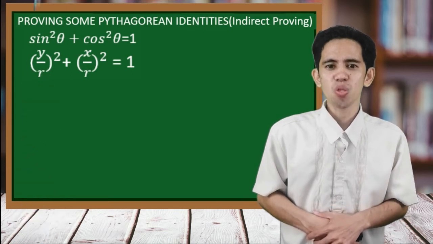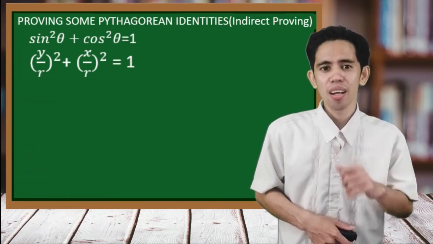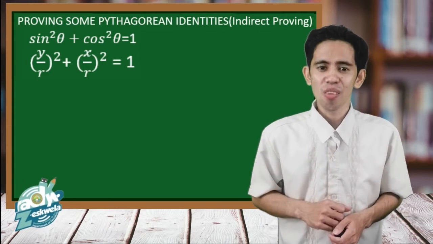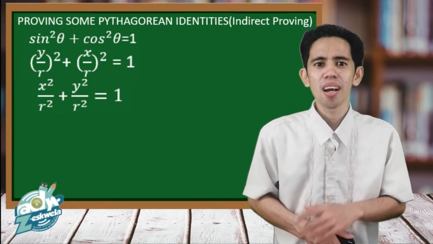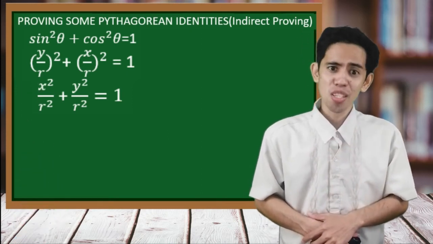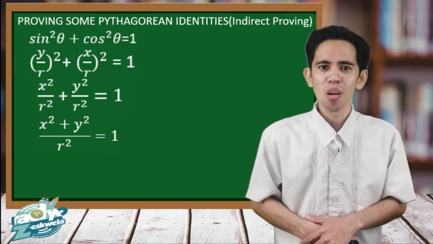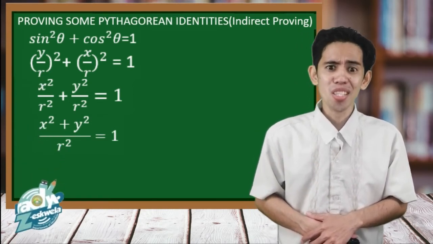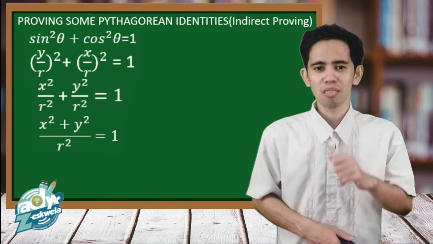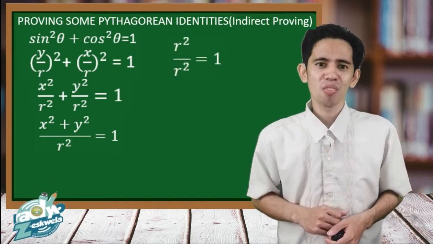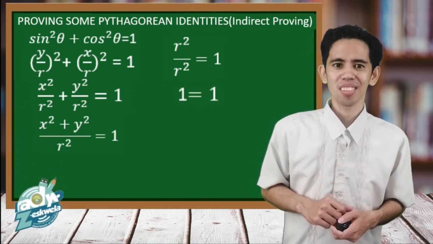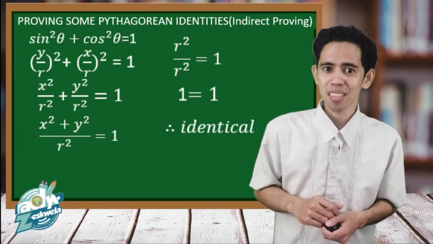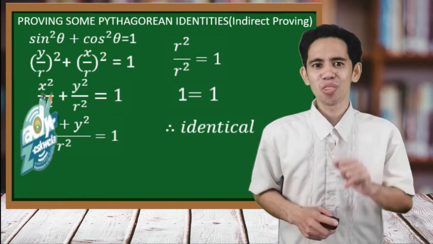Then, we have square of y over r plus square of x over r is equal to 1. Simplify: x squared divided by r squared plus y squared over r squared. We can say that x squared plus y squared is equal to r squared. Then, r squared over r squared is 1. So we have 1 is equal to 1. We can say that they are identical. That's great. We are doing good. Are you excited with the next example?